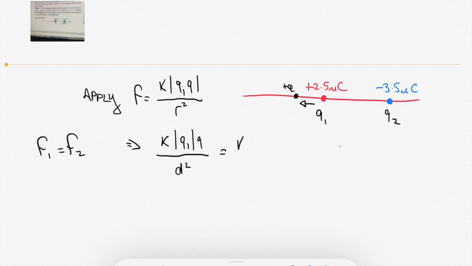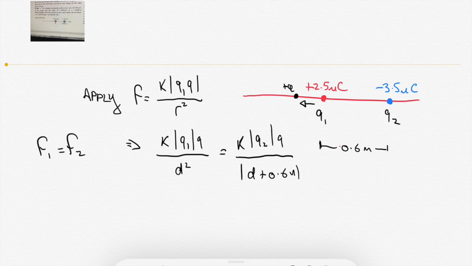So let's write down the force related to Q2 now. We get k times the magnitude of Q2 times our positive test charge Q, divided by, now, how far is our test charge going to be from Q2 at this point? It's going to be a distance D plus 0.6 meters, because the question told us that the distance between here and here was 0.6 meters. So when our test charge is a distance D from Q1, it's going to be a distance D plus 0.6 meters from Q2. Now we have our equation set up, and that should be squared. Sorry, I forgot my squared there.